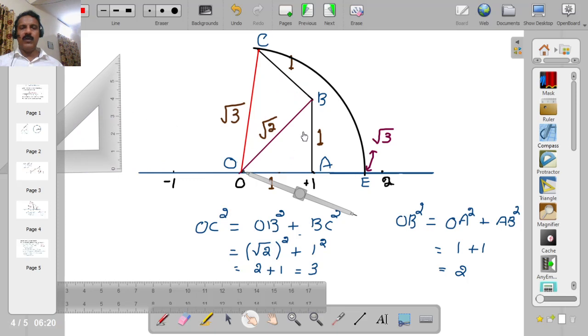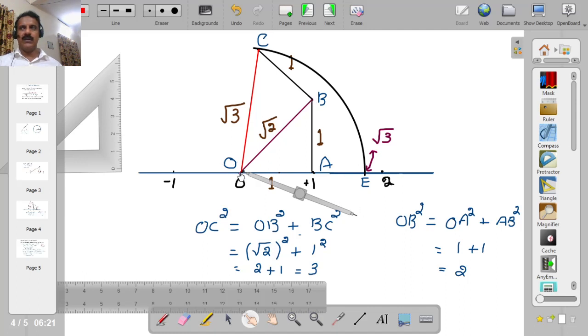Now we will be drawing a line segment from point B to point O. Now we have got a right angled triangle at point A. So OAB is a right angled triangle. Length of OA is equal to 1 unit and length of AB is equal to 1 unit. Now what will be the length of OB?